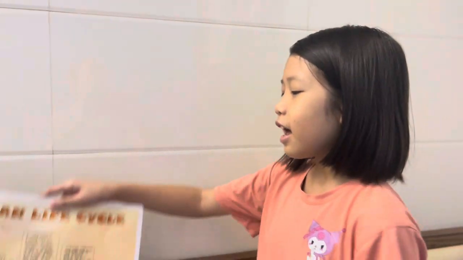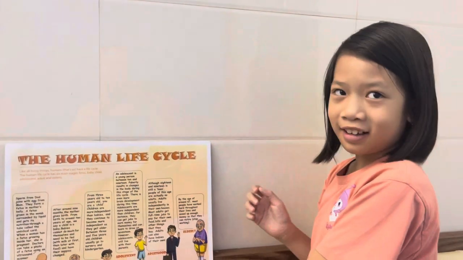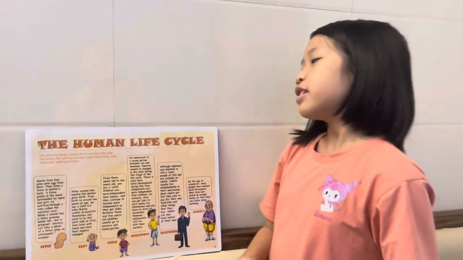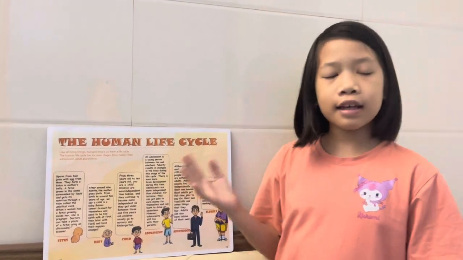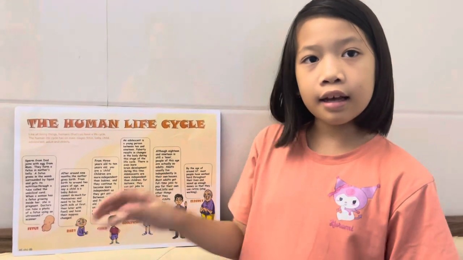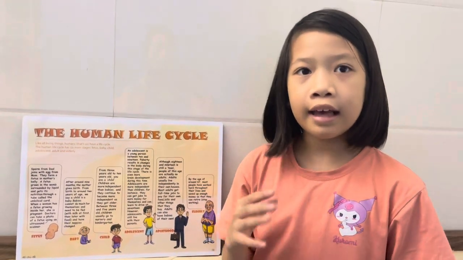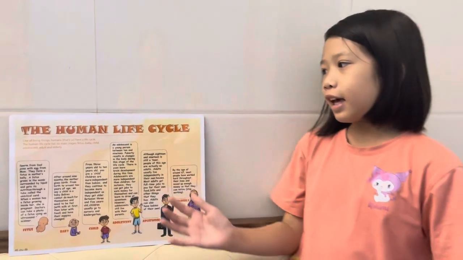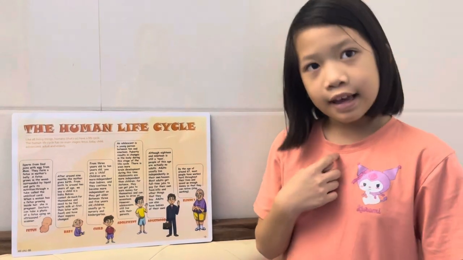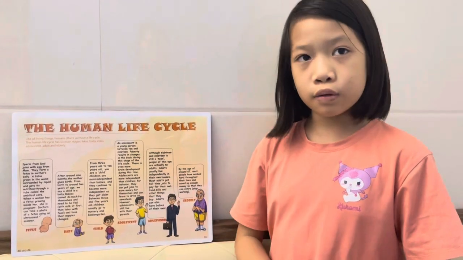So, it's the human life cycle. Okay, so you must learn and know about the life cycle. A life cycle is something that repeats again and again, like egg and then baby and then adolescent, like that. Like all living things, humans, that's us, have our own life cycle too.